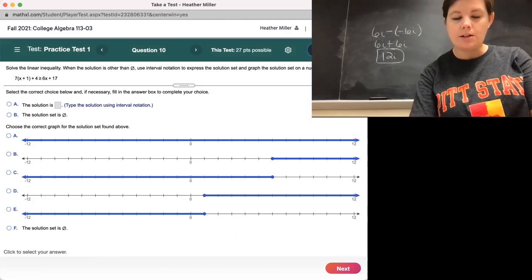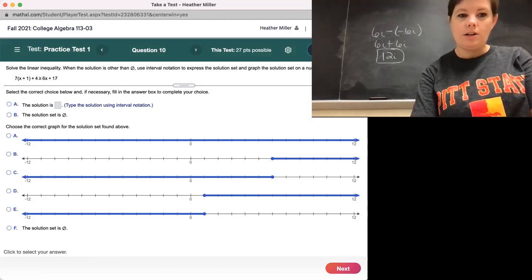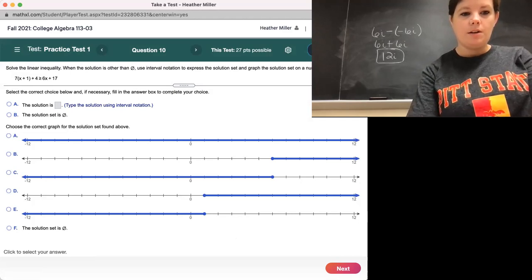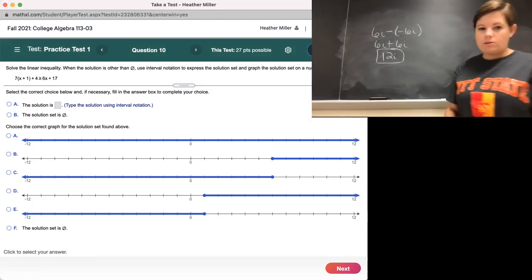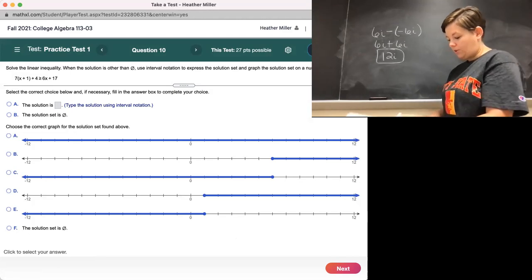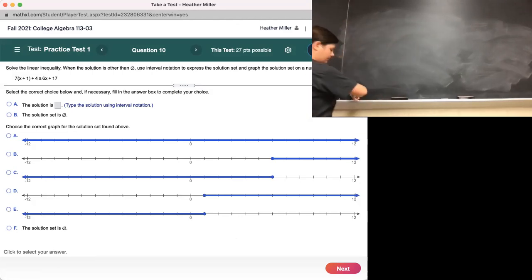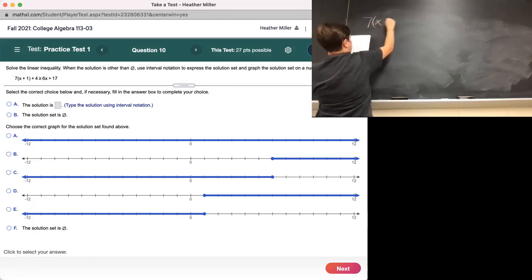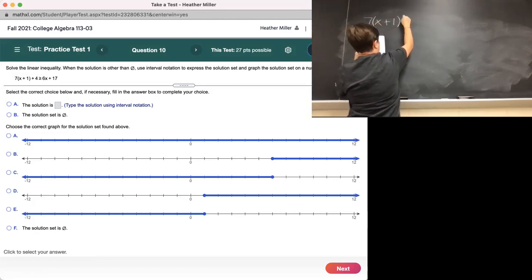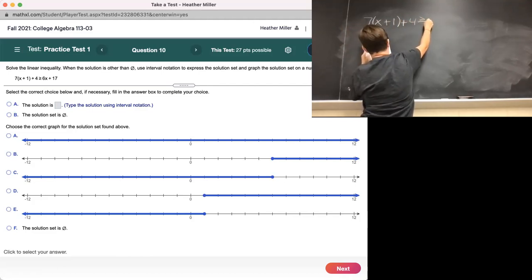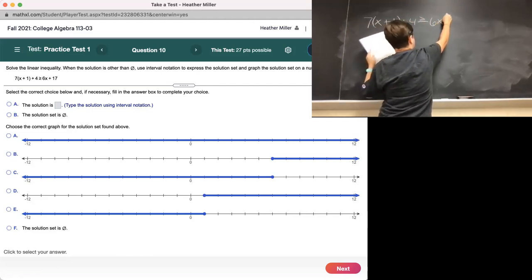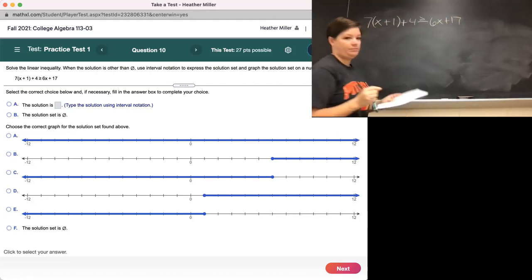So for this one, it says solve the linear inequality and then use the interval notation to express the solution to the graph and the graph on the number line. Okay. So we're going to use interval notation for our solution, but then we have to graph it on the number line. All kinds of fun stuff. So the problem says 7 times x plus 1 plus 4 greater than or equal to 6x plus 17.